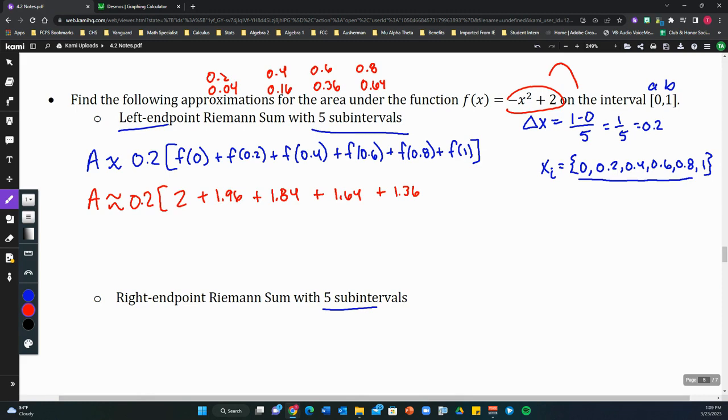And then, oh, whoops. Actually, sorry. I added in an extra endpoint here. I even underlined them and everything. Sorry. Remember, for left endpoints, we would actually stop at 0.8. So that will be our last endpoint. We don't need to do f of 1 yet. We'll save that for the right endpoints. So 1.36 is the last height. That's an easy mistake to make, but do check yourself. If you want 5 subintervals, then we should only have 5 heights.